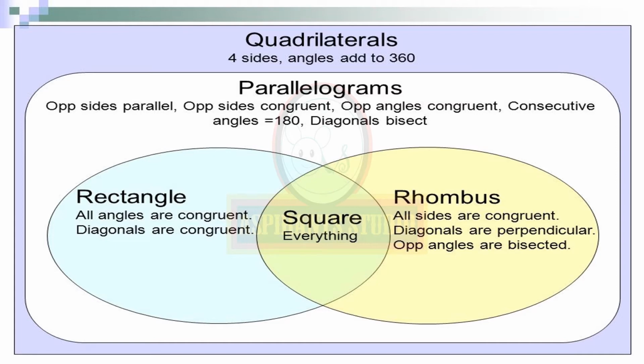Now, under parallelograms we have rectangle, square and rhombus. So when you are talking about rectangle, all angles are congruent, diagonals are also congruent. When you are talking about rhombus, all sides are congruent, diagonals are perpendicular, opposite angles are bisected. And square contains all these properties, everything. All angles are congruent, diagonals are congruent, all sides are congruent, diagonals are perpendicular, opposite angles are bisected. So it is shown neatly in a Venn diagram. So we can follow this.